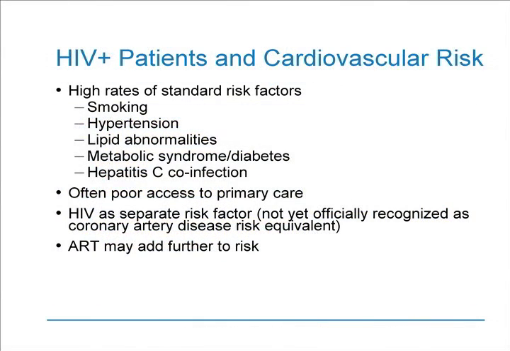So why might the HIV-positive patients have increased cardiovascular risk? Well, right off the start, there are clear data suggesting that there are higher rates of some standard risk factors among many populations of HIV-positive patients, particularly smoking, but also metabolic abnormalities, hepatitis C co-infection, hypertension. Many patients have poor access to primary care, so their comorbidities are not well managed. The issue of whether HIV is a separate risk factor remains a hot topic. It's not yet officially recognized as a coronary artery disease risk equivalent in risk calculator tools, and we'll have to see over the next decade whether that changes. And again, some antiretroviral medications may also add further to risk for cardiovascular disease.